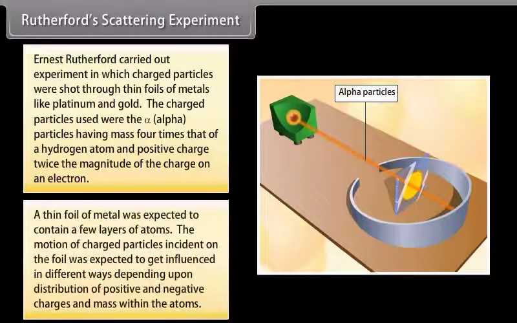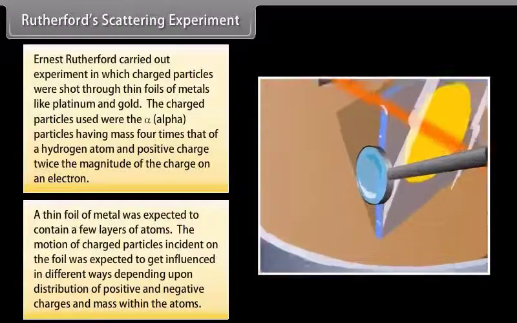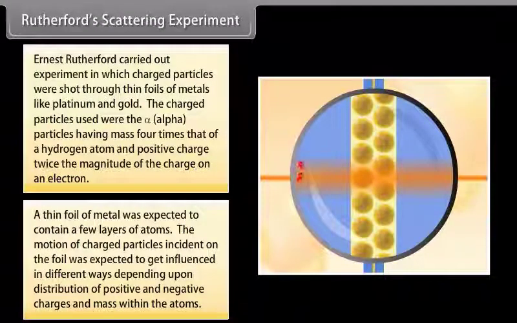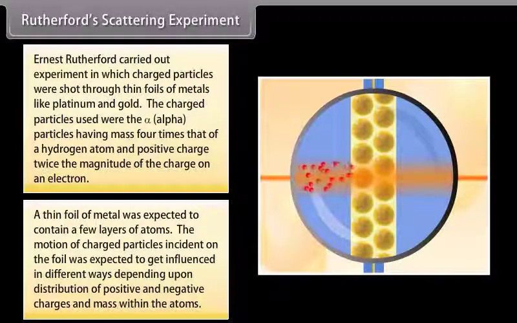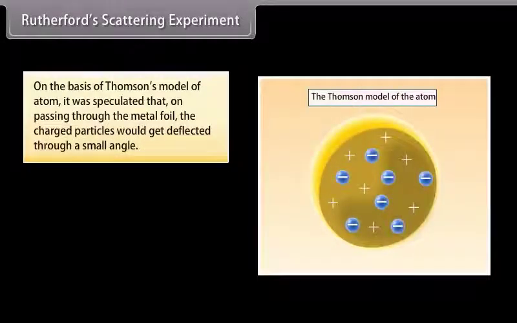A thin foil of metal was expected to contain a few layers of atoms. The motion of charged particles incident on the foil was expected to get influenced in different ways depending upon distribution of positive and negative charges and mass within the atoms. On the basis of Thompson's model of atom, it was speculated that on passing through the metal foil, the charged particles would get deflected through a small angle.